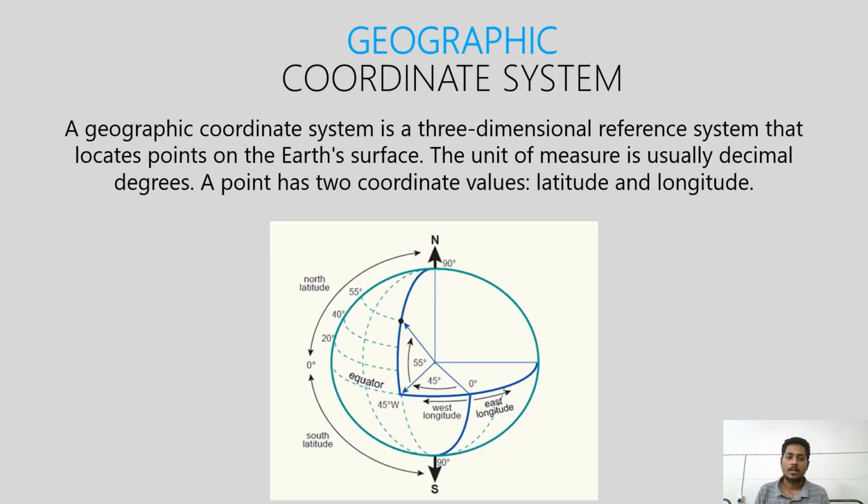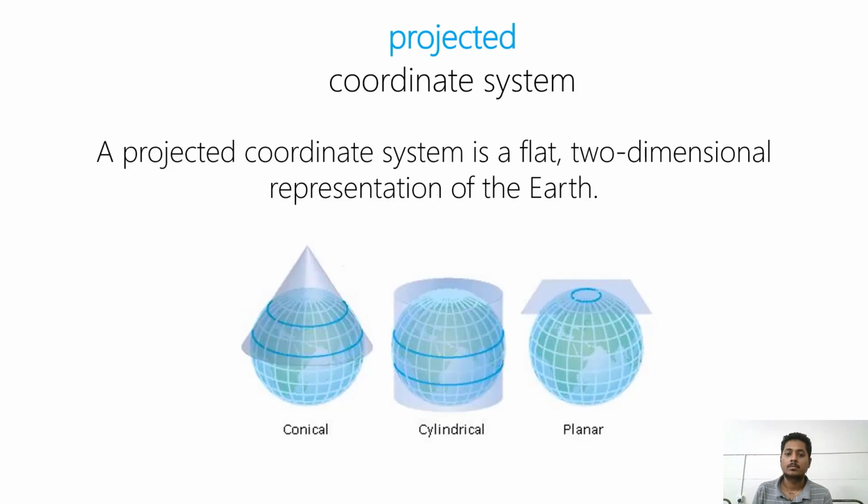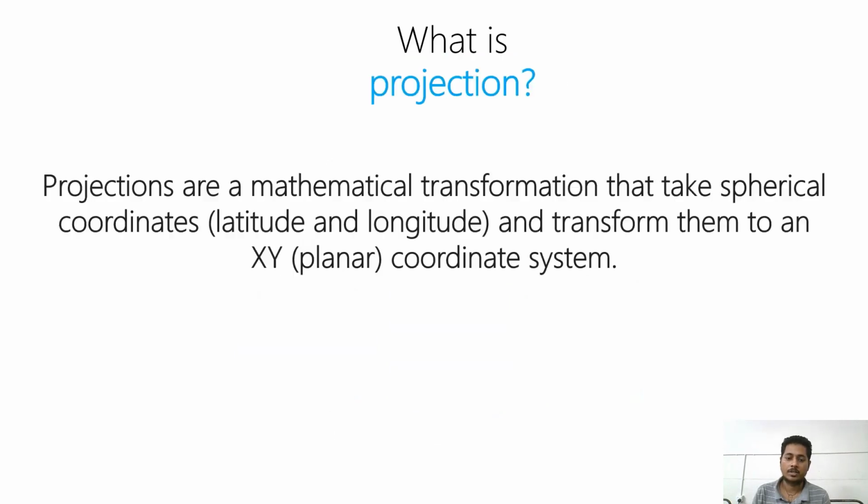Geographic coordinate system. A geographic coordinate system is a three-dimensional reference system that locates points on the Earth's surface. The unit of measure is usually decimal degree. A point has two coordinate values, latitude and longitude. Projected coordinate system. A projected coordinate system is a flat, two-dimensional representation of the Earth.